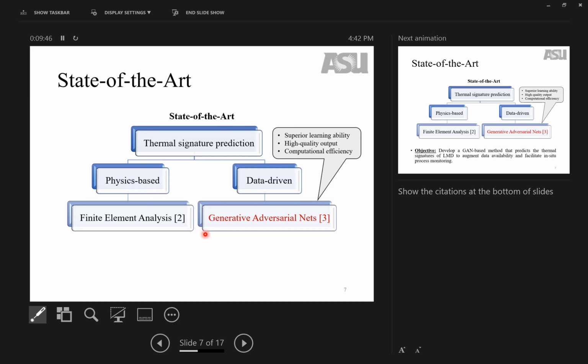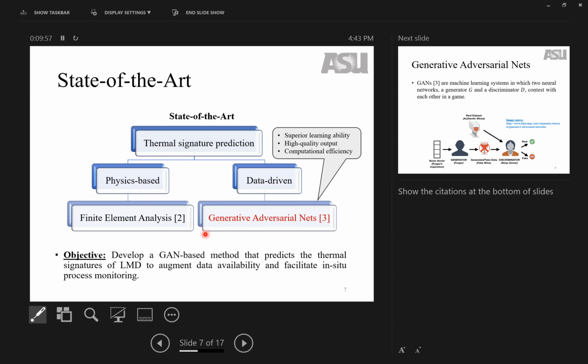The objective of this research is to develop such a method based on GAN, so we can predict the thermal signatures of LMD and make more thermal data available. Then we can facilitate in-situ process monitoring.